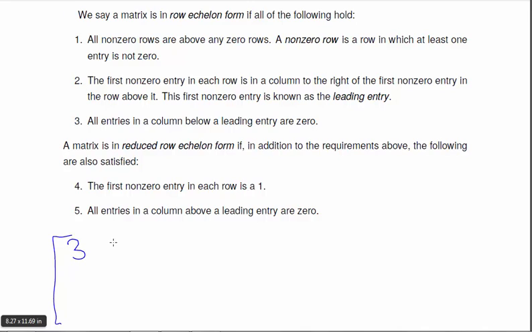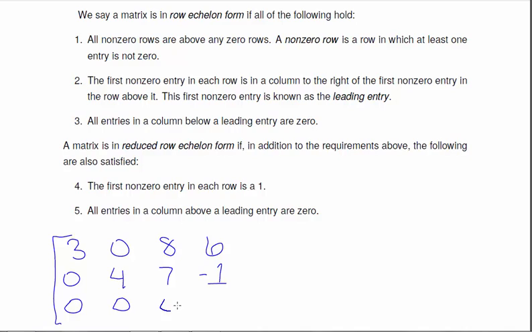So here's a matrix with 3 rows and 4 columns. And this one is going to be in row echelon form. The first thing says that all non-zero rows are above any zero rows. I don't have any zero rows here, so I don't need to worry about the first one. Number 2, the first non-zero entry in each row is in a column to the right of the first non-zero entry in the row above it.